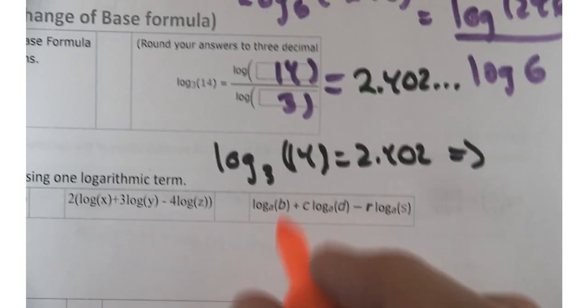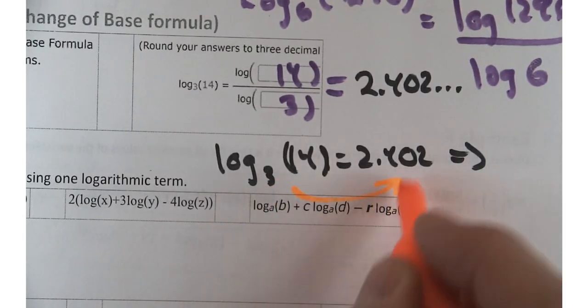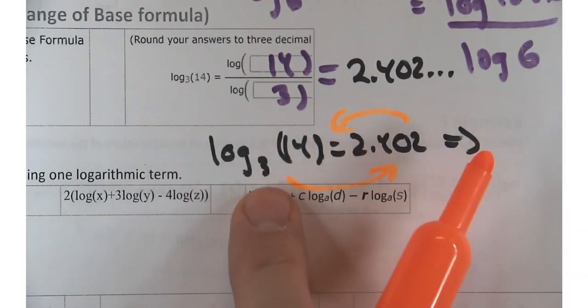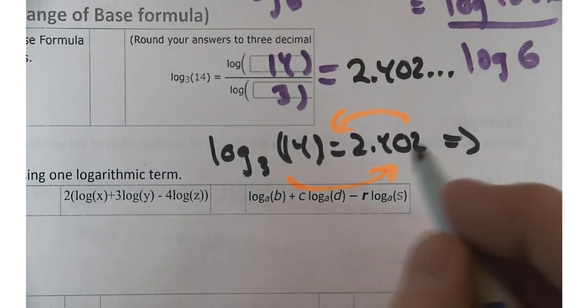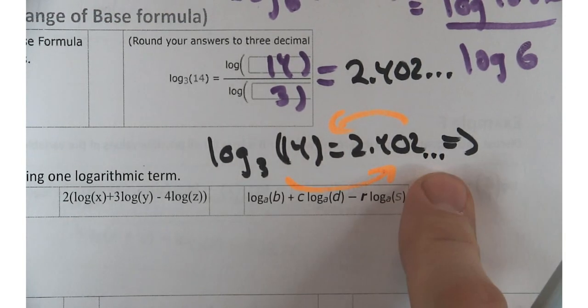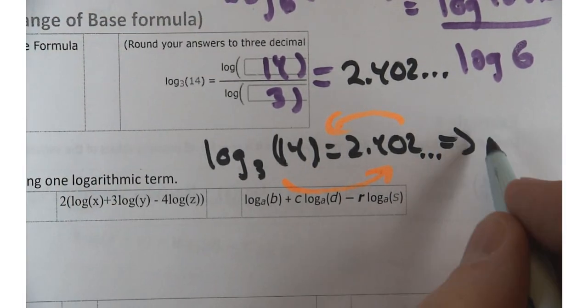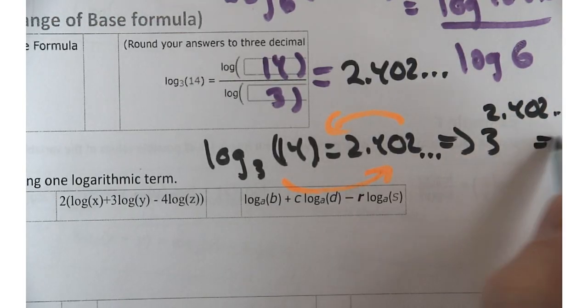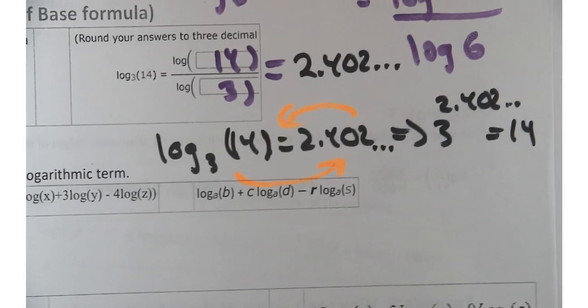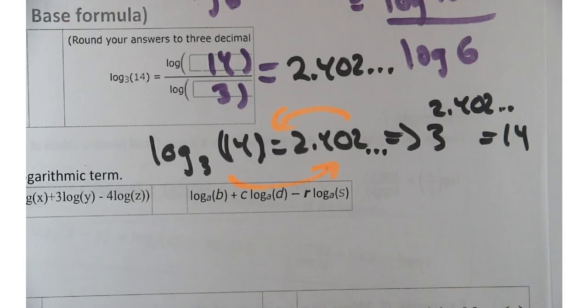3 to the 2.402 power equals 14. Nice. 3 to this power equals this. Now, I should really put a little dot, dot, dot, because this is going to go on forever. But 3 to the 2.402 dot, dot, dot should equal 14. Let's check that on our calculator, and we can check it with the answer key.